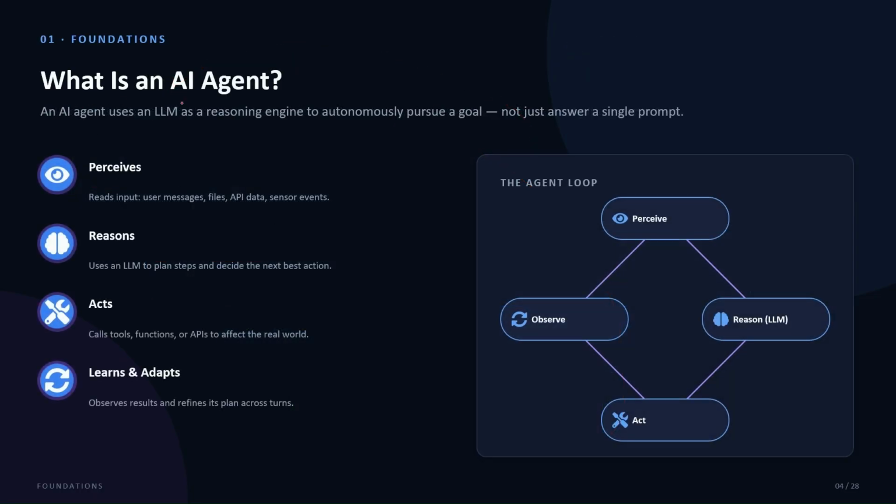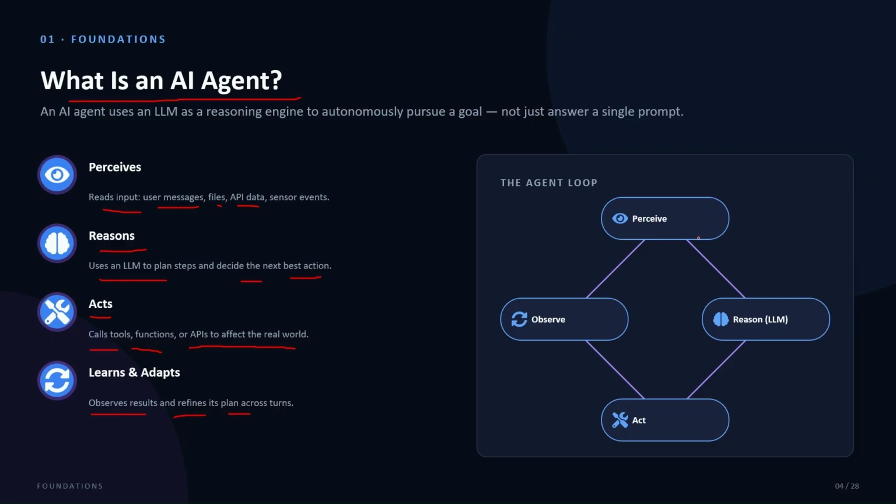So what makes something an agent rather than just a chatbot? A plain LLM call is stateless and single-shot. You send a prompt, you get text back, done. An agent is built around a loop. It perceives: it takes in input, whether that's a user message, a file, or data from an API. It reasons: it uses the LLM as the decision-making engine to figure out the next best step, not just to produce a final answer. It acts: it actually calls tools, functions, or external APIs to do something in the real world, like querying a database or sending an email. And then it observes the results and loops back around, adjusting its plan.